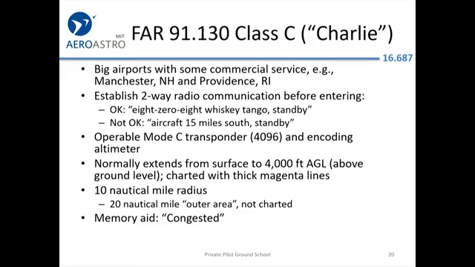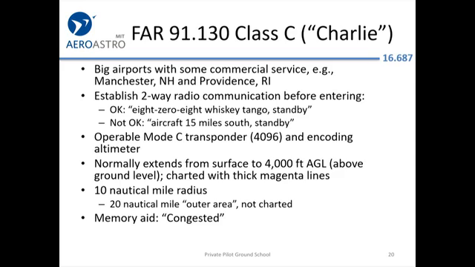Okay, so now is Class Charlie. They're also busy airports, but they're not quite as busy as the Class Bravo airports. So for example, Manchester, New Hampshire, Providence, Rhode Island. Here, you're required to establish two-way radio communication, where they actually know the tail number of your aircraft. So every aircraft has a number. If it's a US aircraft, it usually has an N or November at the beginning. So, November 535, Alpha Bravo.